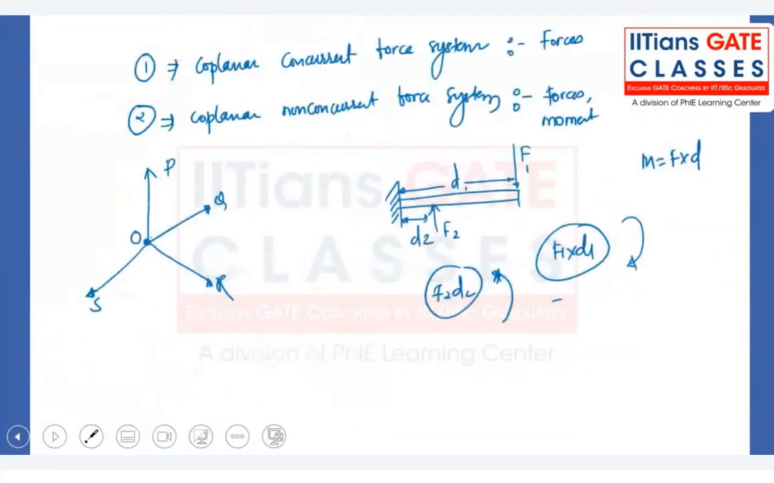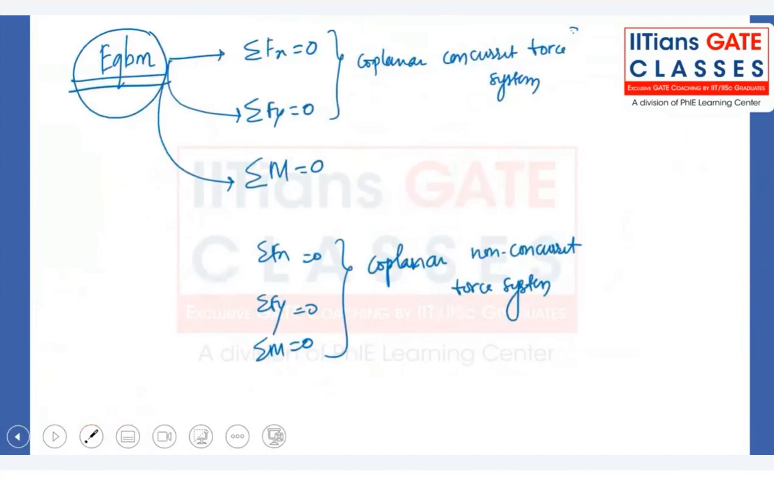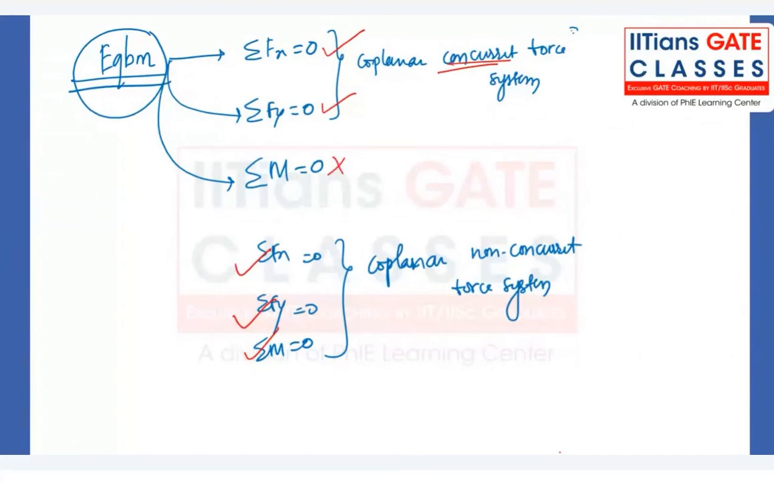Pranjal, you can write down the equations of equilibrium. Summation of all the forces in x direction equal to zero. Summation of all the forces in y direction is also equal to zero. Summation of moments is zero. Yeah. In case of concurrent force system, you will deal with only these two equations, but in case of non-concurrent force system, all three equations are used. This is the difference. Okay, this is not useful for us in concurrent force system, because in concurrent force system, moment will not be generated. Clear? Okay.